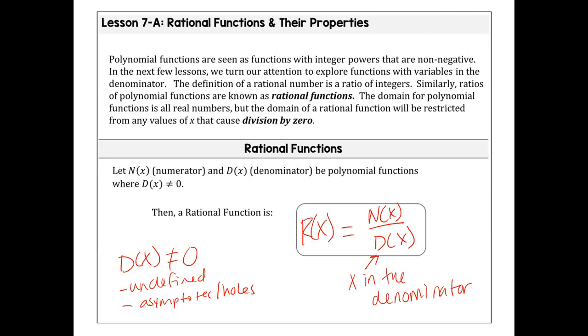Exactly, they cancel out. It creates a hole in my graph, okay? If it doesn't cancel out, then it's an asymptote. Anyone remember what kind of asymptote? It is a vertical asymptote. And it's vertical because we're saying X cannot be this value, right? And if you remember oy vux, that's where your vertical is your X.